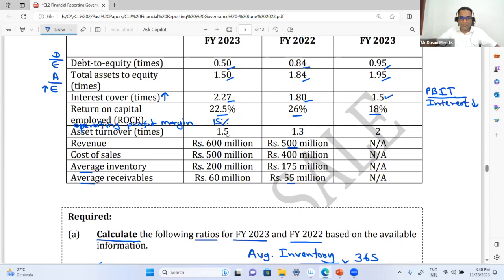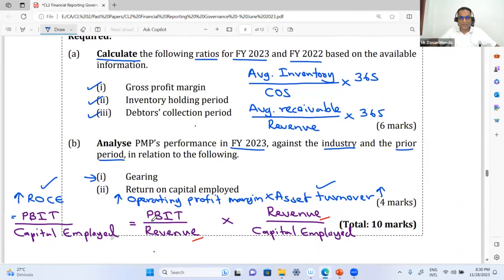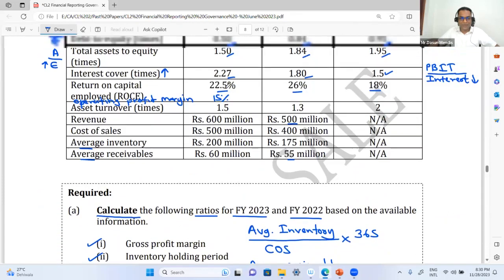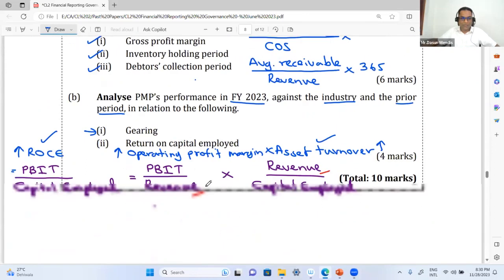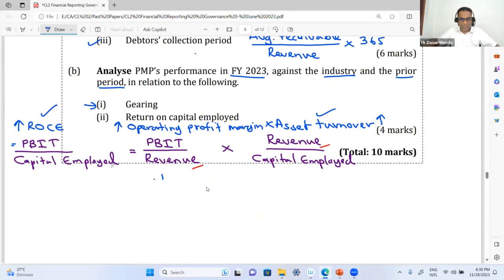On the other hand, 15% operating profit margin multiplied by the asset turnover of 1.5 times gives you your return on capital employed. That's what we learned. If I apply the year 2023 numbers, your operating profit margin is 15%. You multiply by your asset turnover of 1.5 times. So what is your ROCE?